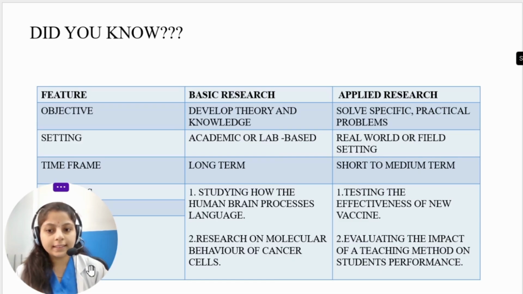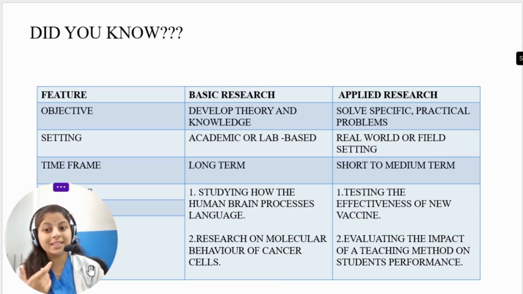So did you know all these things? Let us know what the differences are between basic research and applied research. Mainly the objective of basic research is to develop theories and knowledge, whereas applied research is focused on solving specific practical problems.